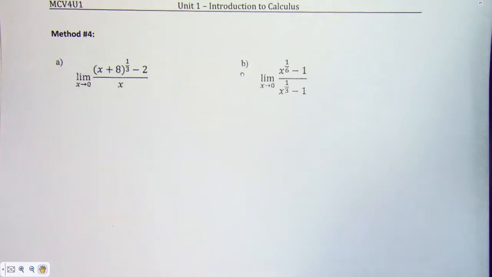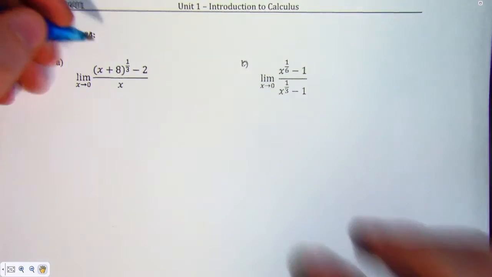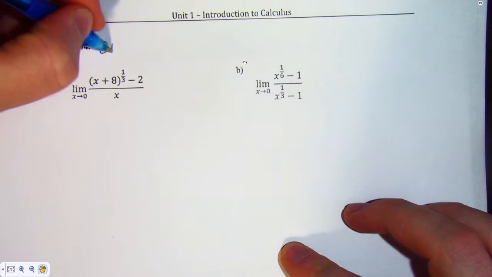Alright guys, so we're going to do part 2 here of going through our various methods for evaluating limits. So this next one we're going to look at is called change of variable. Okay, change of variable.